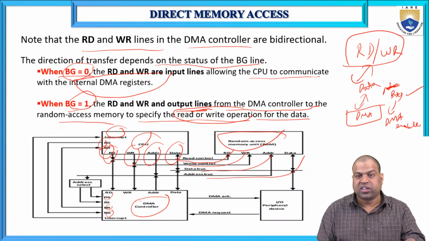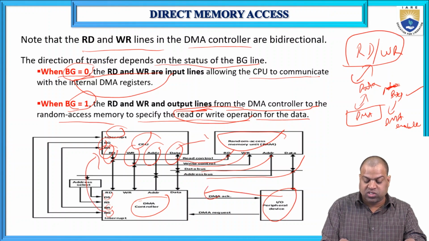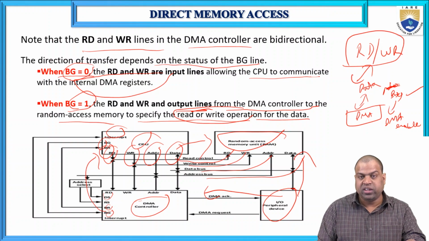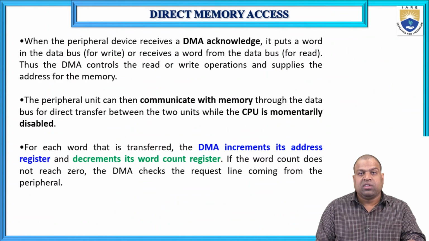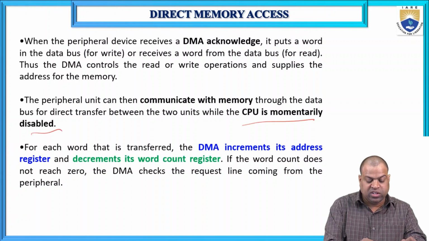So these are internally connected through the input/output to DMA, DMA to CPU, and CPU to memory. When the peripheral device receives a DMA acknowledge, it puts a word on the data bus for a write, or receives a word from the data bus for a read. Thus the DMA controller does the read or write operations and supplies the address for the memory. The peripheral unit can then communicate with memory through the data bus for direct transfer between the two units while the CPU is momentarily disabled.